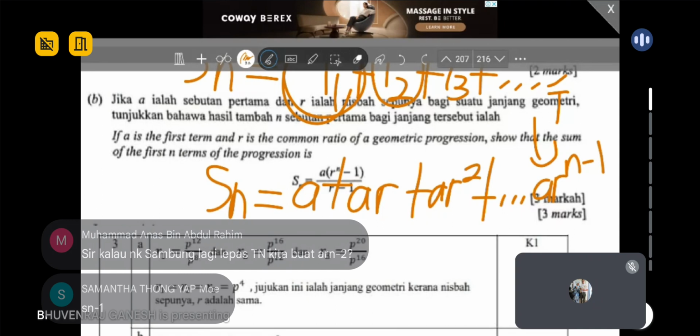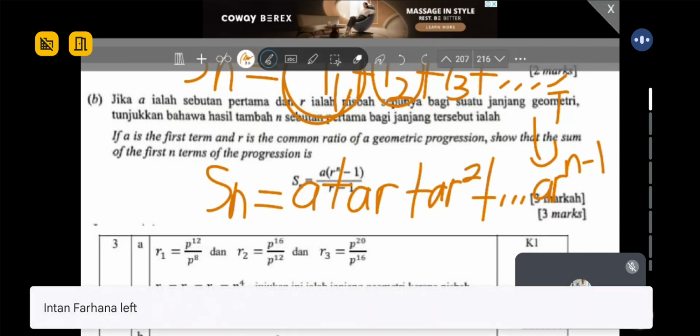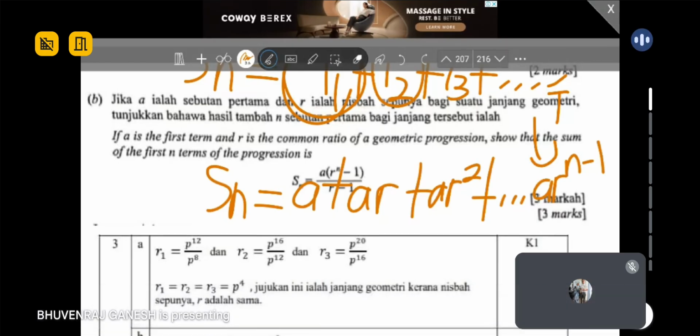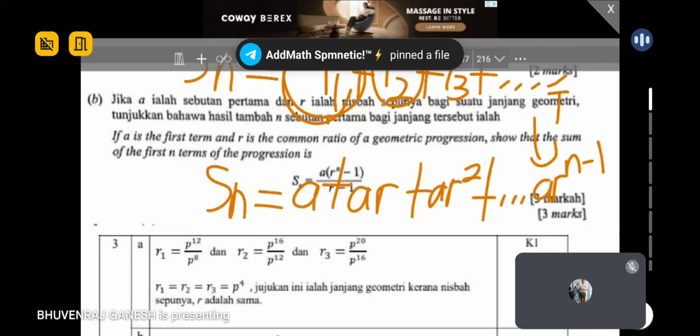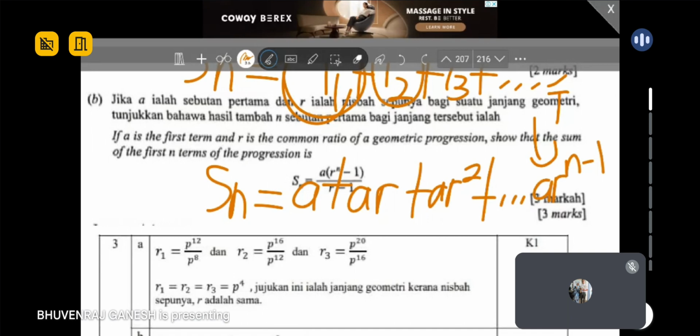So kalau nak sambung lepas Tn, kita buat ar^(n-2). Apa tu? Oh, ar^(n-2). Yes, yes. Boleh, boleh. Boleh tambah ar power n minus 2. Kan? Tapi boleh cukup lah kat situ. ar kuasa n tolak 1 pun boleh. Sn minus 1. Nope. Samantha, may I know why you minus 1? What is the concept behind that? Can you explain a bit why you minus 1 at the end?